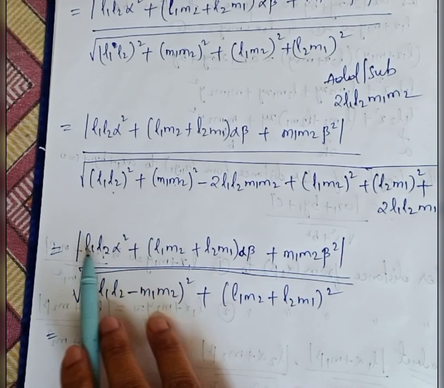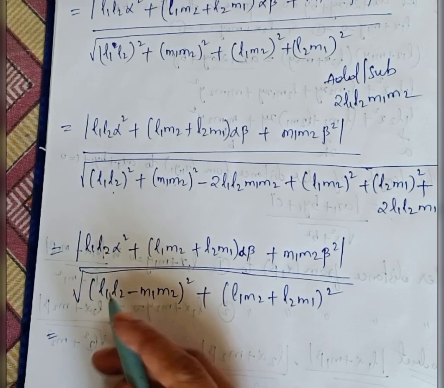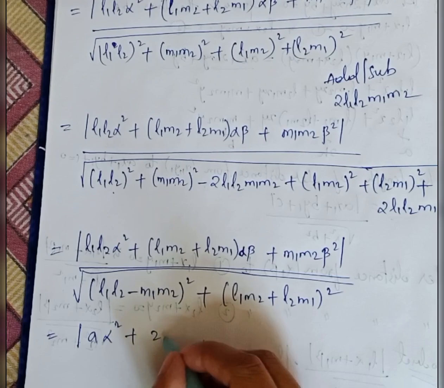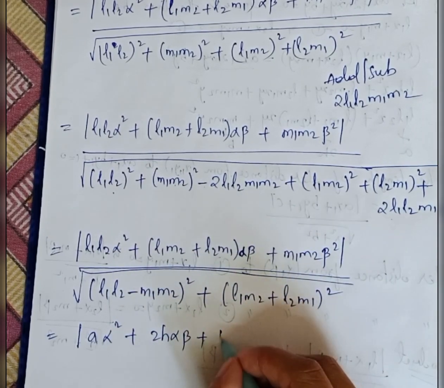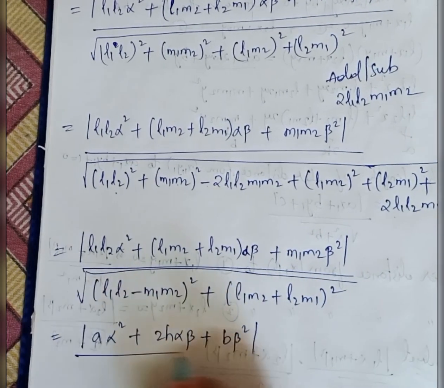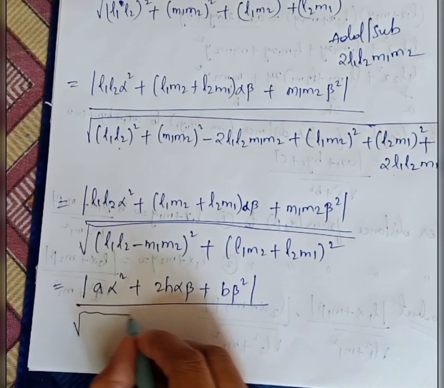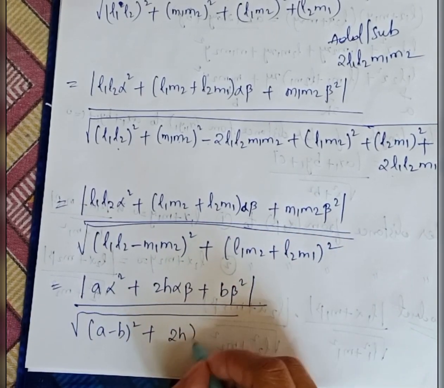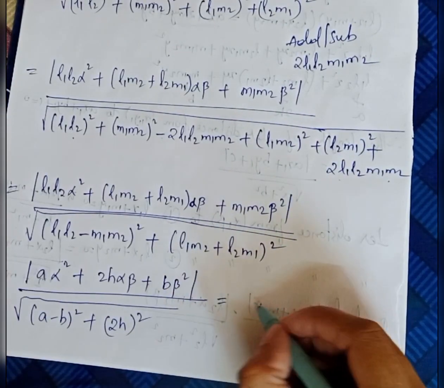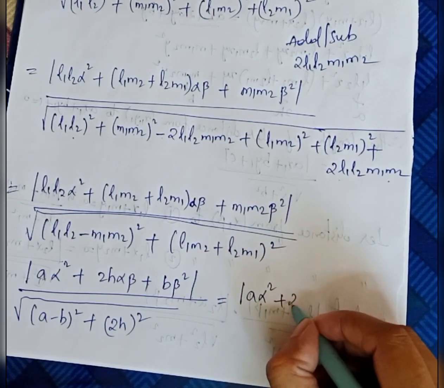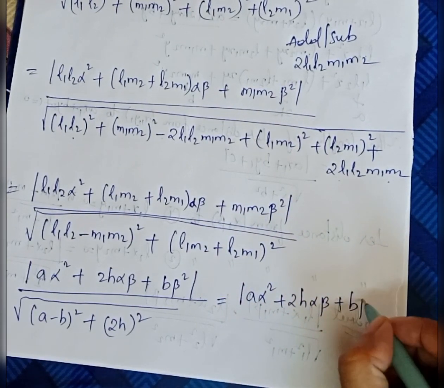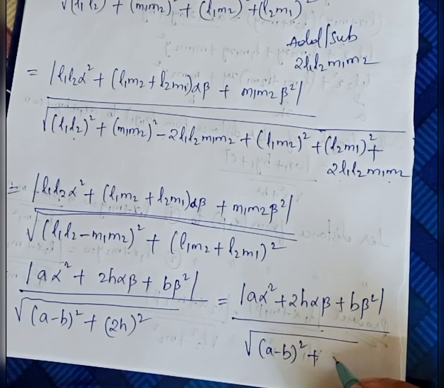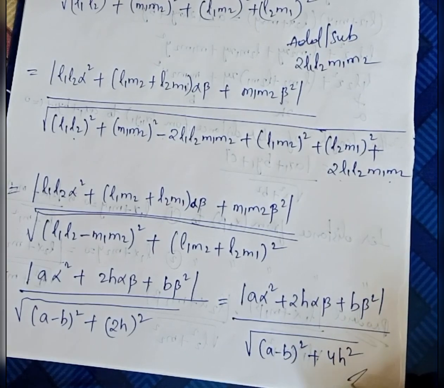Now substituting the values. L1 L2 is the a value, so it is |a alpha² + 2h alpha beta + b beta²|, where this is the value of 2h alpha beta and this is the value of b beta², by root of, this is the a - b value, (a - b)², and this is the 2h value, so it is (2h)². So this can be written as |a alpha² + 2h alpha beta + b beta²| by root of (a - b)² + 4h², since 2 squared is 4. So this is what we needed to prove.